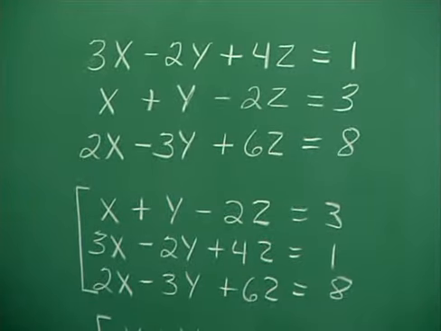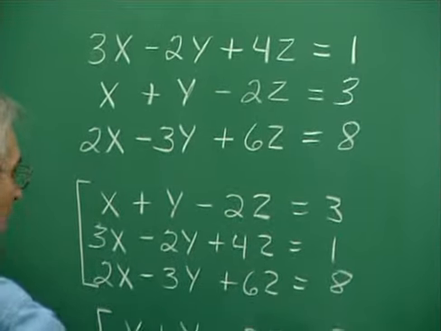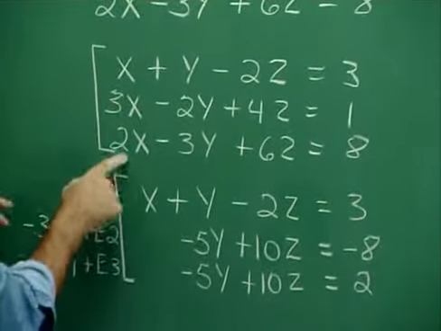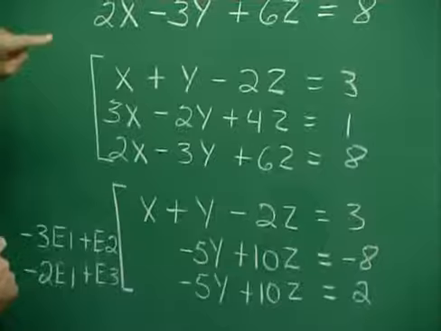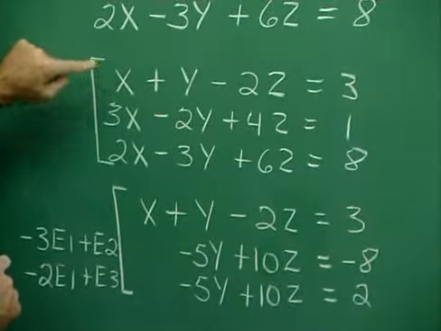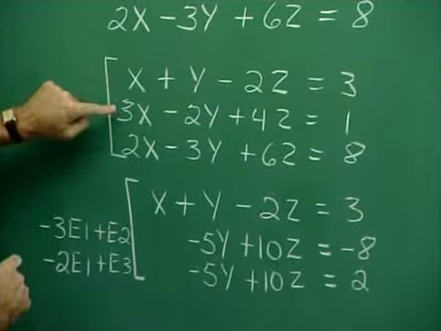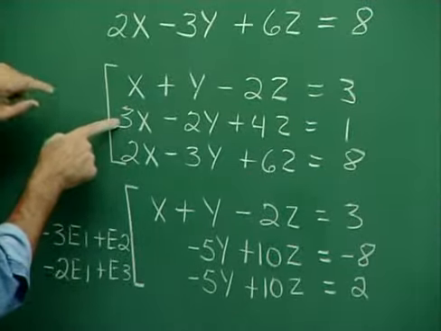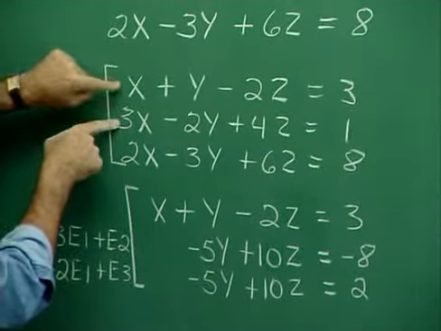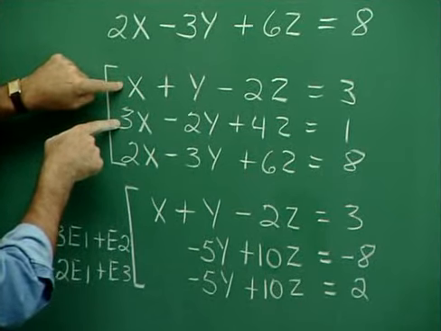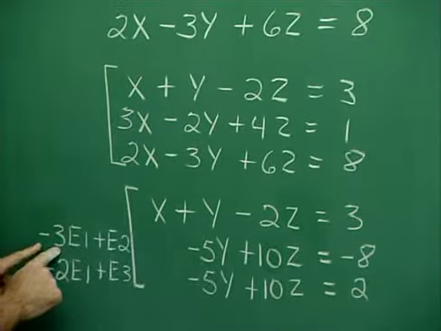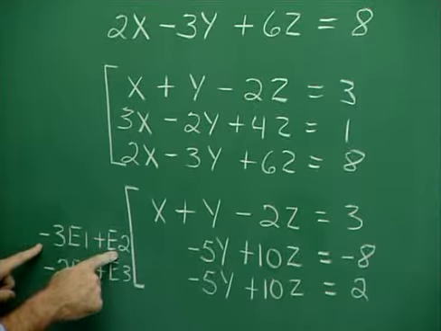Let's make some decisions from there. We would bring this equation down and then decide what we need to do to cause a 0 to occur in these 2 positions. We would multiply equation 1 and then add equation 2 and add equation 3. To cause a 0 to occur here, we would multiply by negative 3 in equation 1 and then add equation 2. So that's what I'm indicating here. Negative 3 times equation 1 plus equation 2.